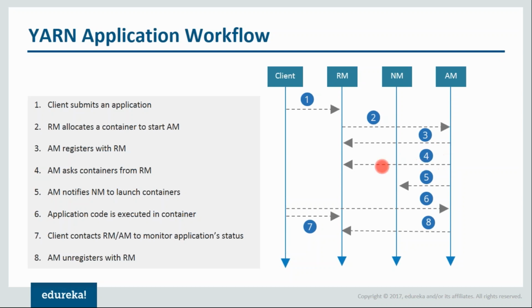Then the app master asks containers from the resource manager. The app master also notifies the node manager to launch containers. And after the containers are launched, the application code is executed in the container, which was the application code of the particular client. And then the client contacts the resource manager to ask for the application status, whether it is executed properly or not. And after it has been executed successfully, the app master unregisters with the resource manager. So this is the entire workflow.